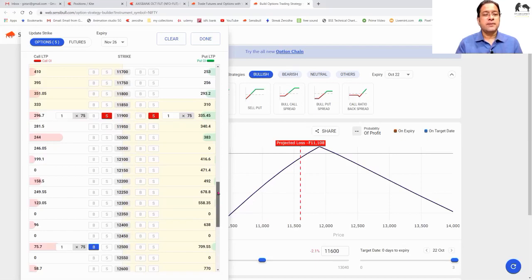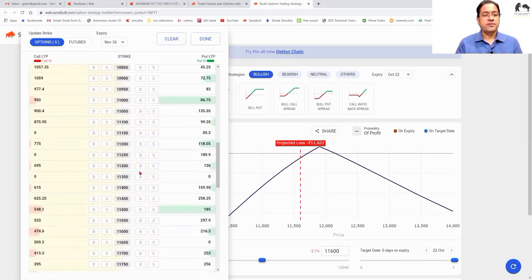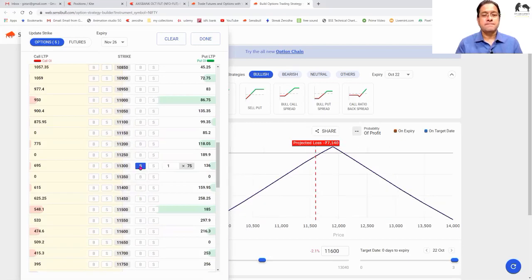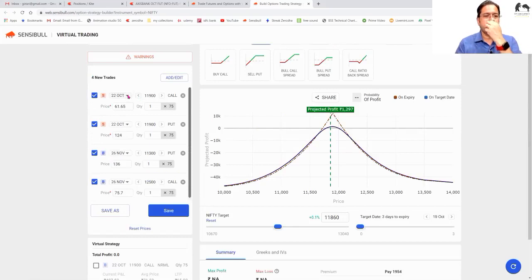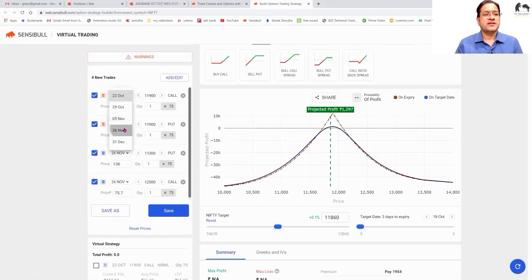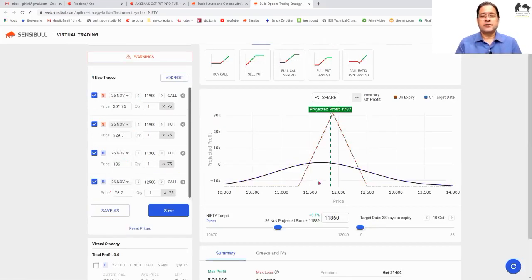Similarly, 11,900 minus 600 is 300, so let me see if there is any volume. Yes, I'm going to buy this put. I noticed it's not 22nd October, it is 26th November. Now when I have to do this, I have to change to 26th November. The whole game changes. I'm sorry for the confusion. Now the whole game changes.